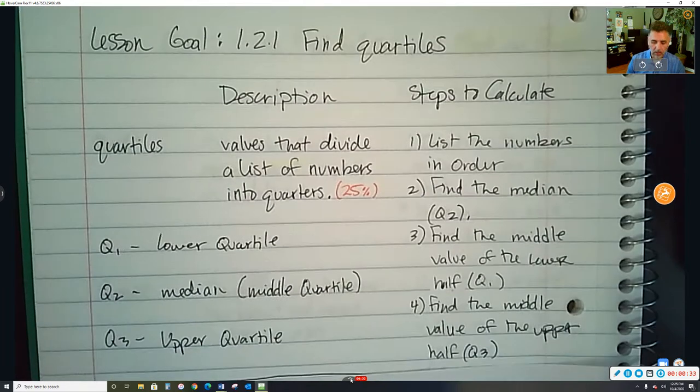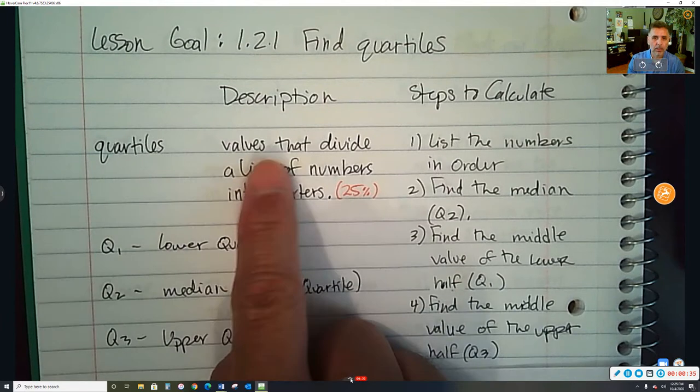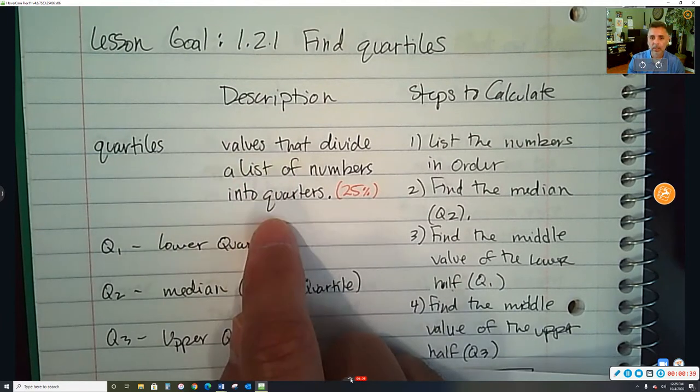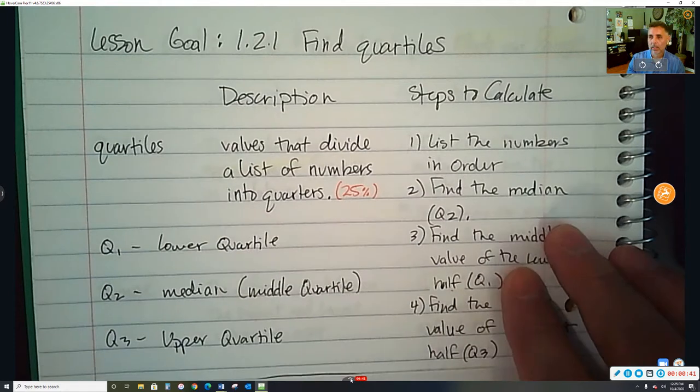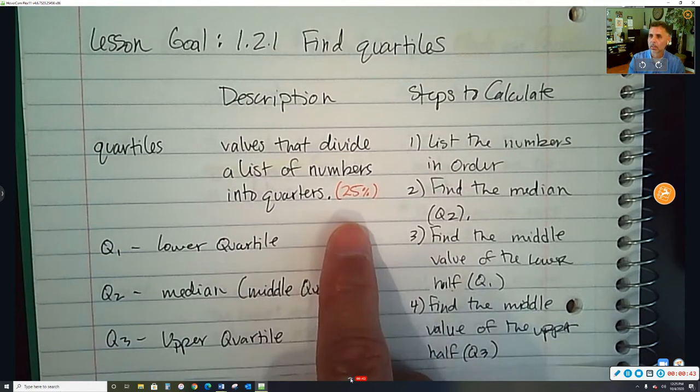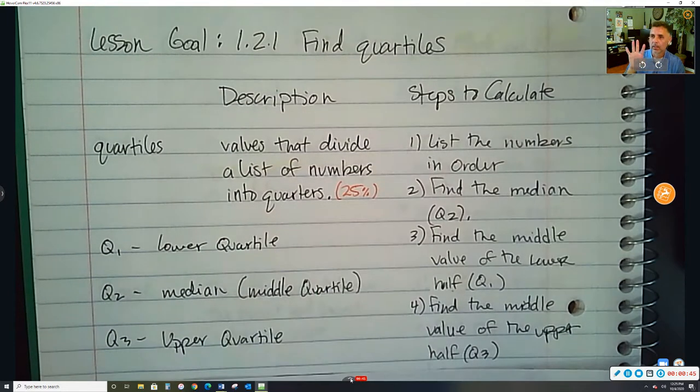So first of all, quartiles are values or numbers that divide a list of numbers into quarters, right? Quarters is like 25%, right? There's 4 quarters in a dollar. So you could think of that, it breaks up a list of numbers into 4 sections, okay?